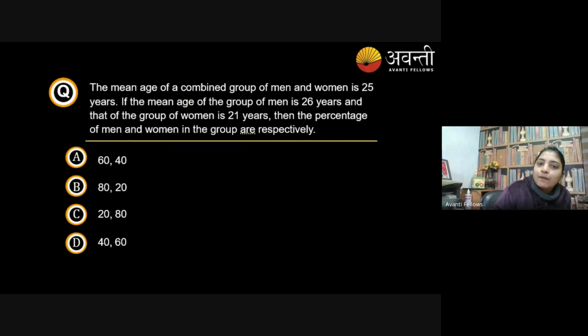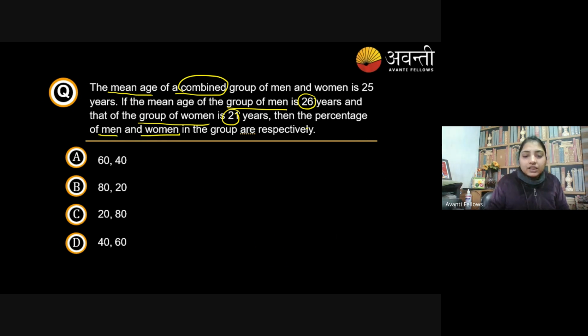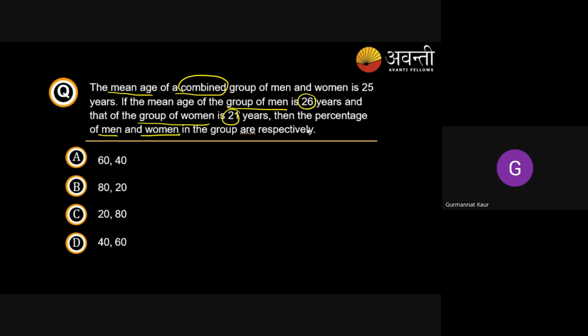Let's see. The mean age of a combined group of men and women is 25 years. If the mean age of the group of men is 26 years and the mean age of the group of women is 21 years, then the percentage of men and women in the group are. So when you read this question, which formula do you think I need to implement? Combined mean formula.